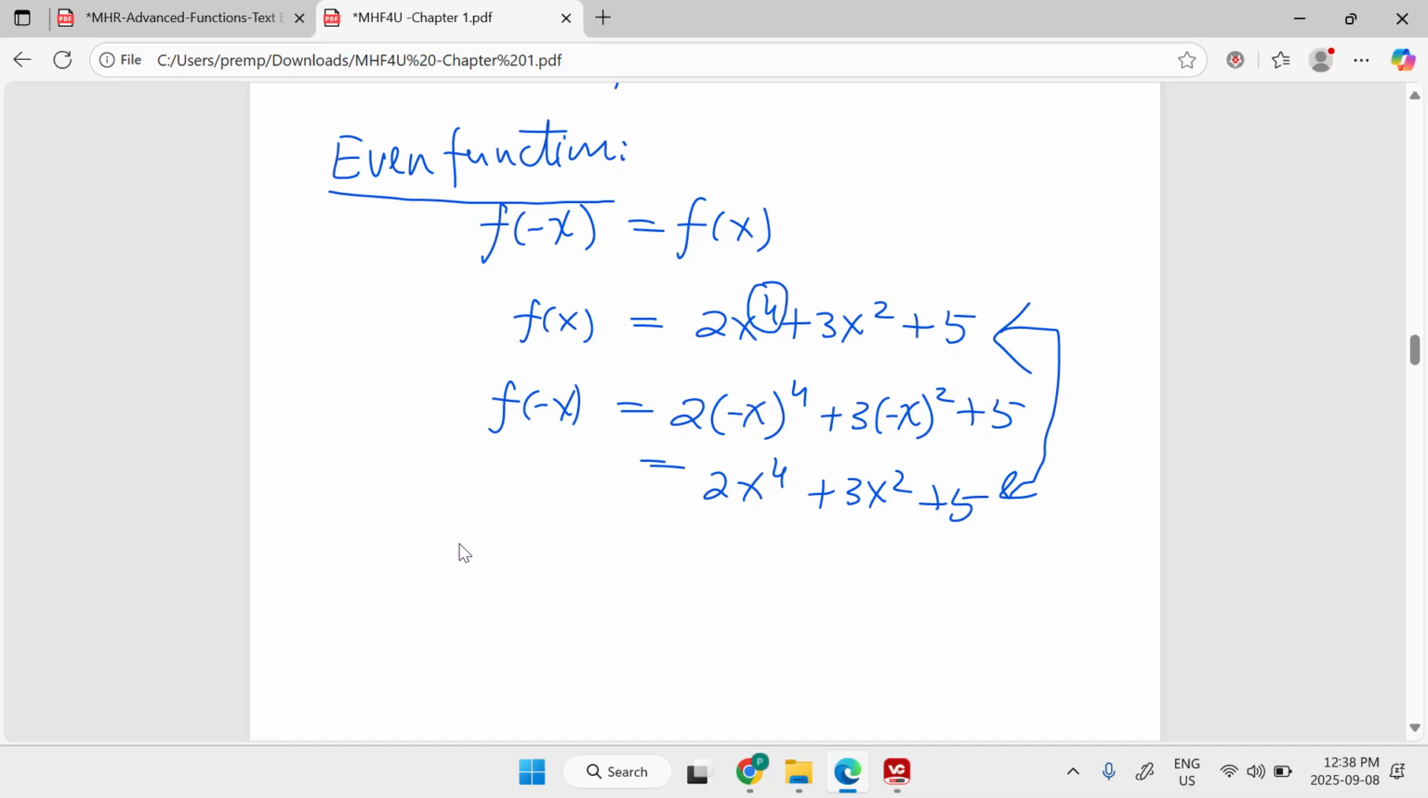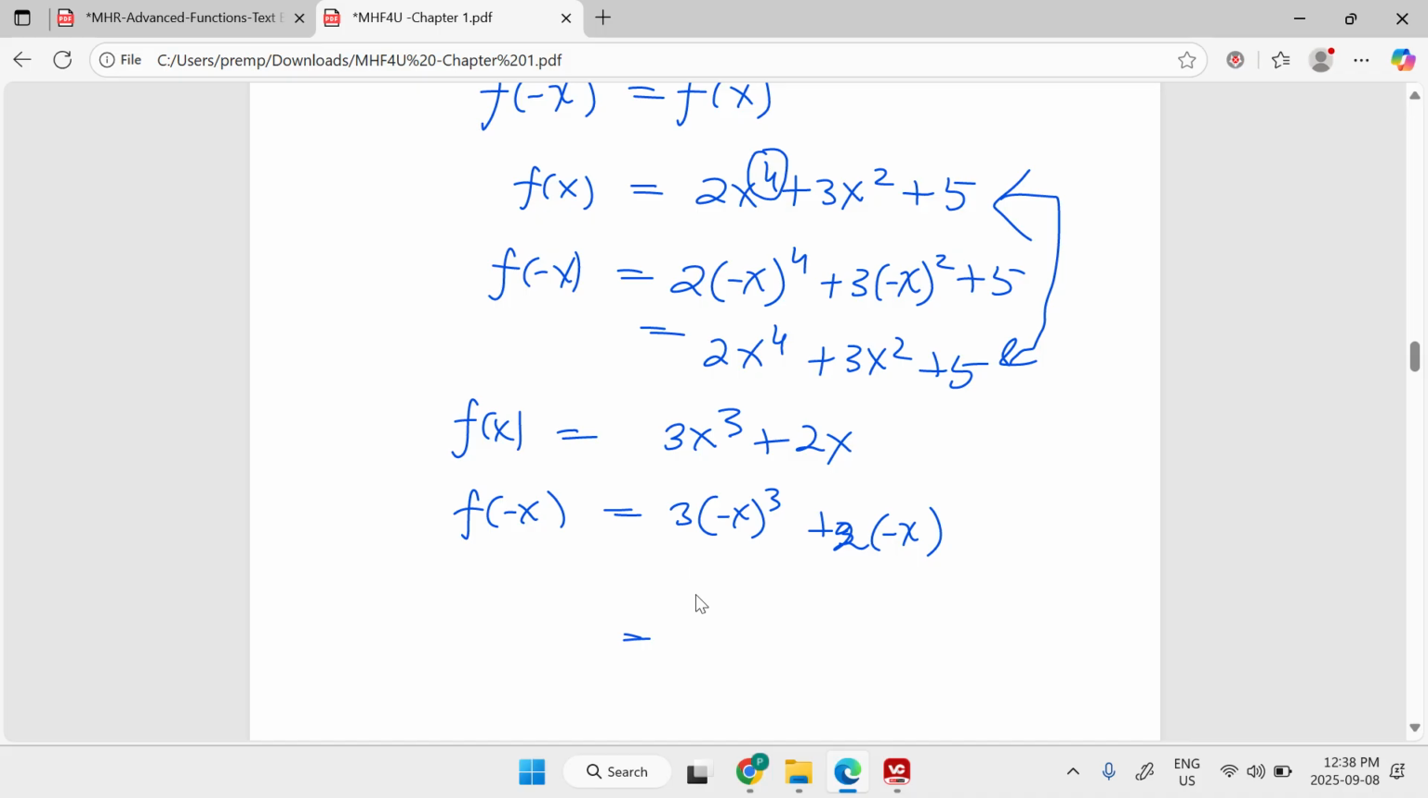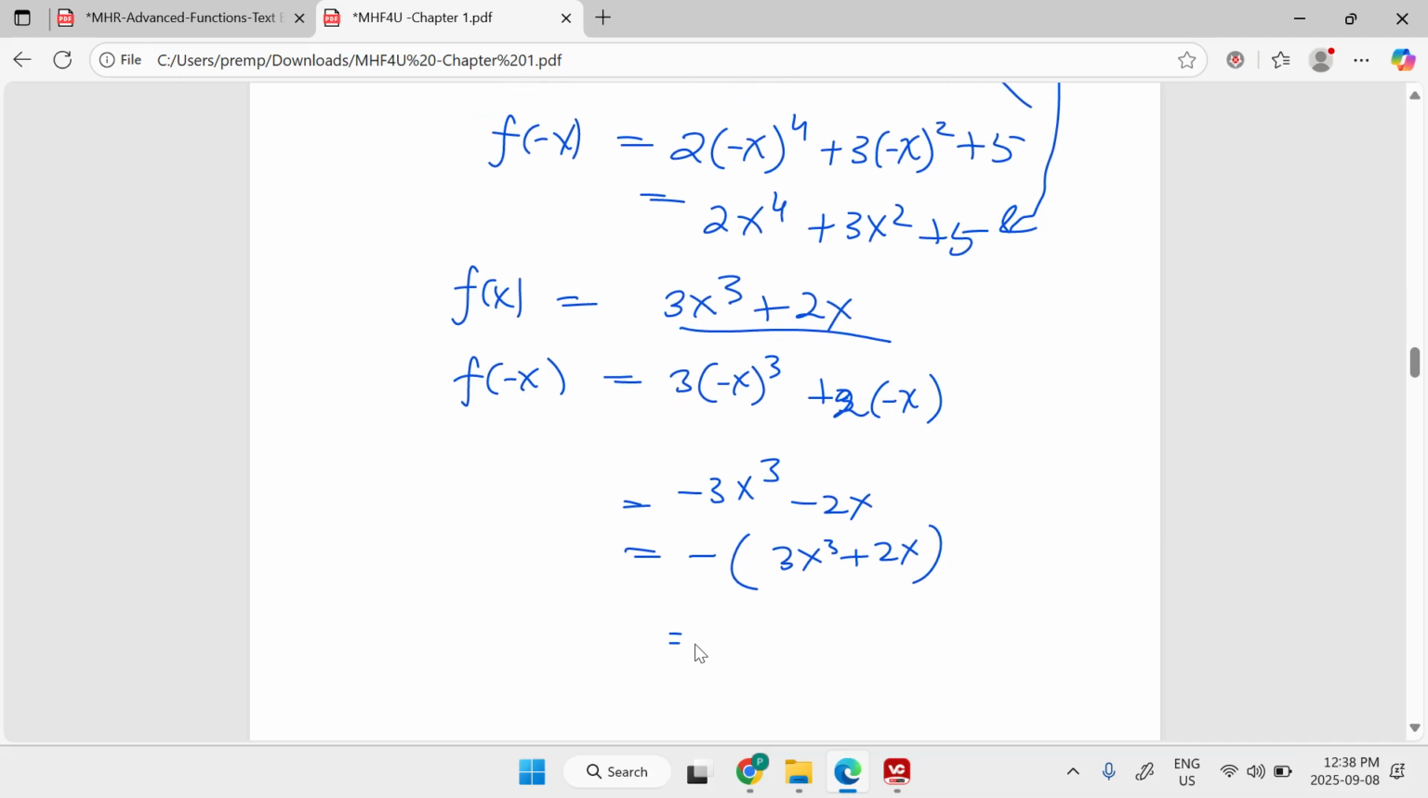Okay, similarly, if you take another example, say f(x) = 3x^3 + 2x. Now when you replace x with negative x, you are going to get 3 times (negative x) raised to power 3 plus 2 times (negative x). So when you do this whole math, you will get negative 3x^3 minus 2x, and when you go further, you can take the negative out. It is negative of (3x^3 + 2x), and that's your original function, so you can write it means it is equal to negative f of x. So if that is the case, then we call this function an odd function.